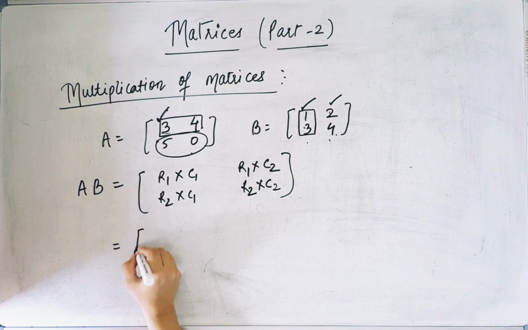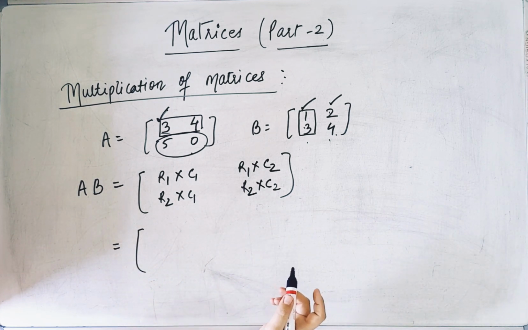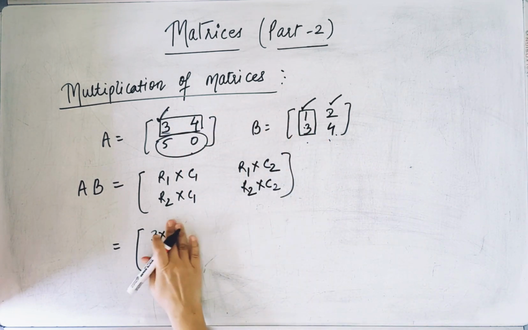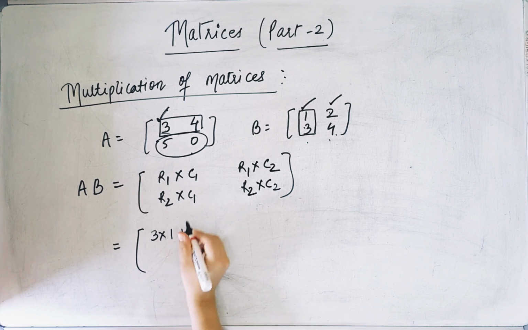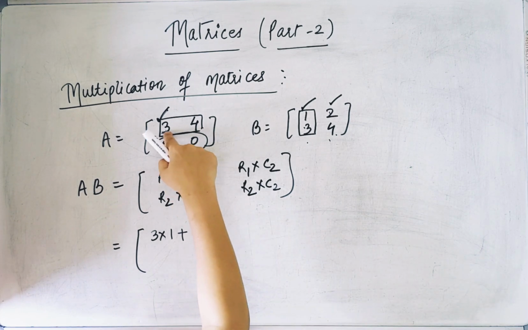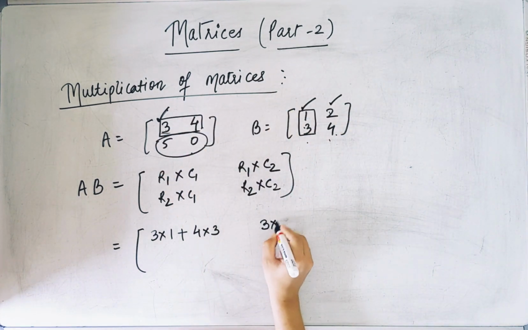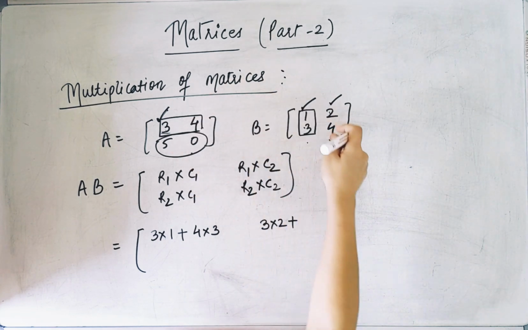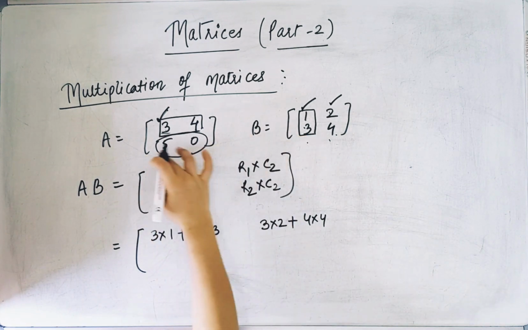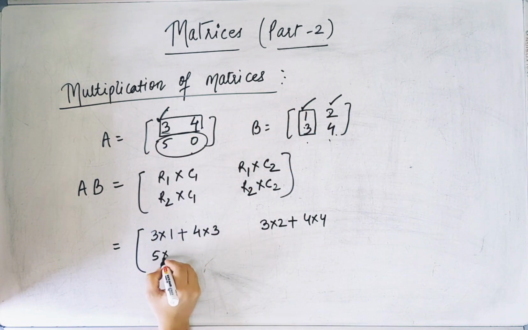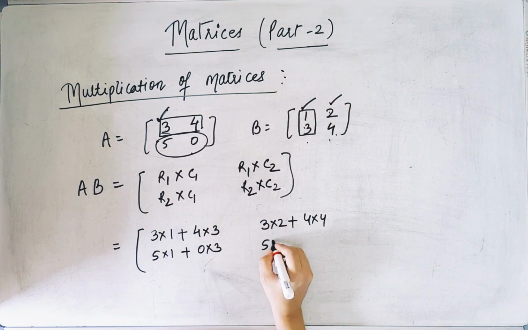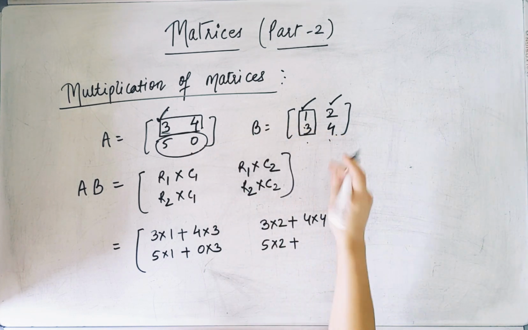Now see what are the elements over here, and with respective element it will be multiplied. Like 3 is multiplied to 1, so plus 4 will be multiplied to the second element. Now 3 multiplied to 2 and 4 multiplied by 4. This is how multiplication occurs. Second row, first column: 5 into 1 plus 0 into 3. 5 into 2 plus 0 into 4.